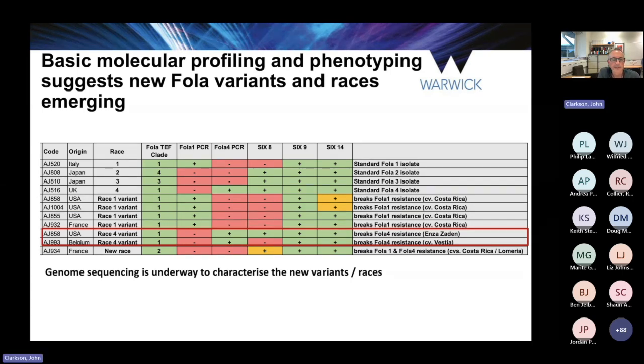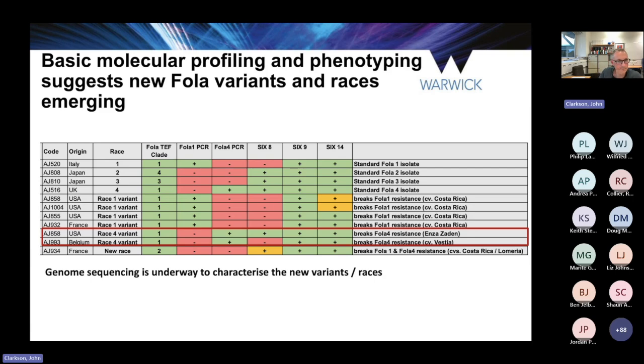So one of these from Belgium, you can see the second one down in this little highlighted group of 2, didn't contain 6.8, but yet it wasn't race 1. So something funny going on there. The other one looked pretty identical to race 4, but did break a race 4 source of resistance.